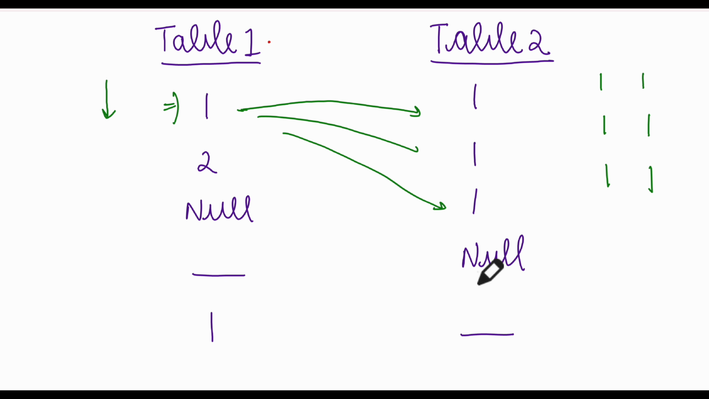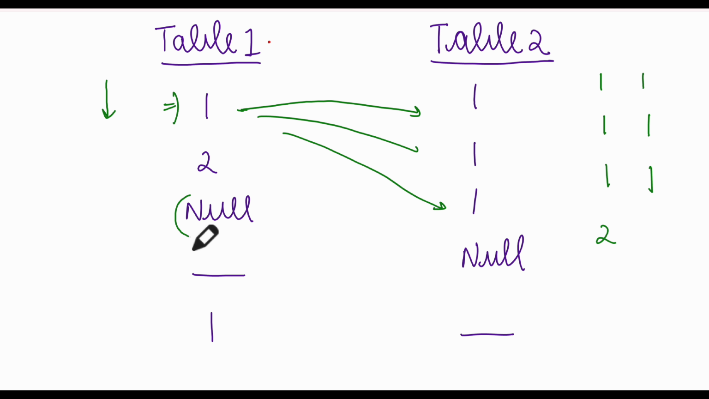Now 1 does not match with null, 1 does not match with blank. Now 2 does not find any mapping here, correct? So 2 will come here and there will be a blank here. Don't worry, I will explain everything once we do Excel. Right now, understand the concept of null.